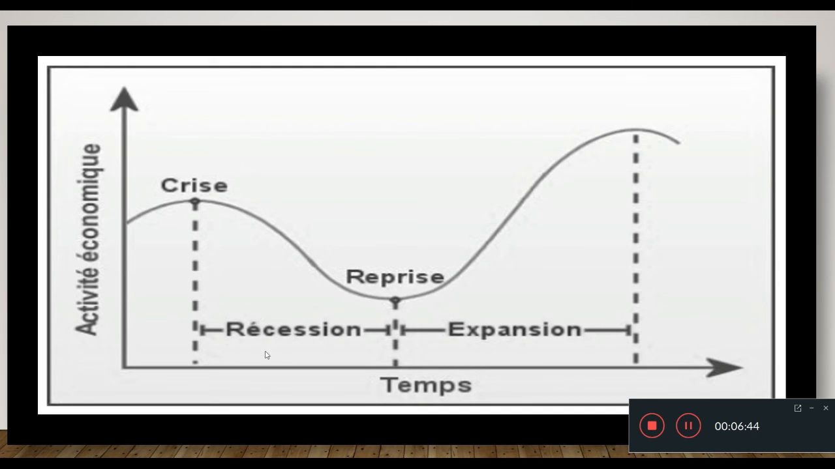Recession means the period of declining economic activity where output and employment fall. Expansion means a period of increase in economic activity where output and employment rise. This is the peak activity, the point at which the economy goes from expansion to recession. And this is the trough, the point at which the economy moves from recession to expansion. Okay, so this is all about the business cycle.